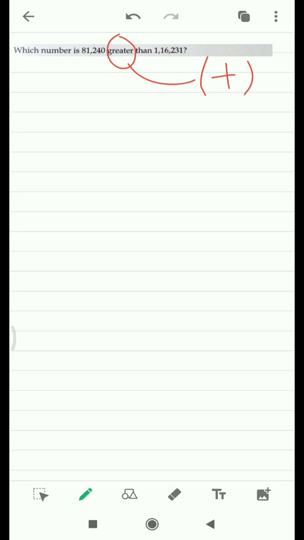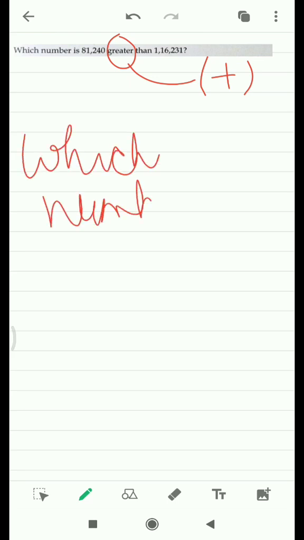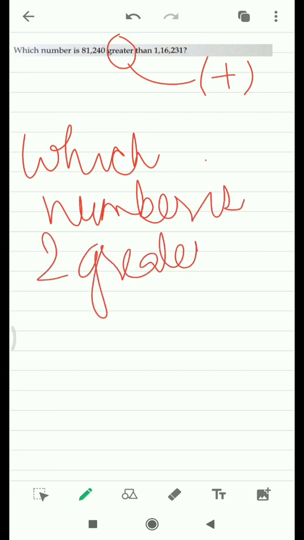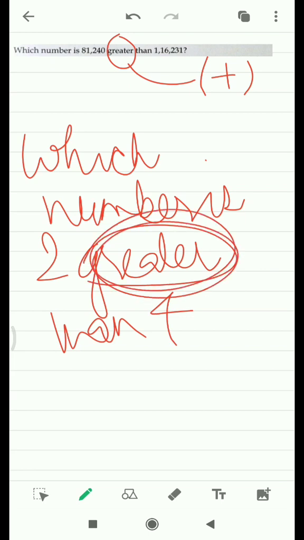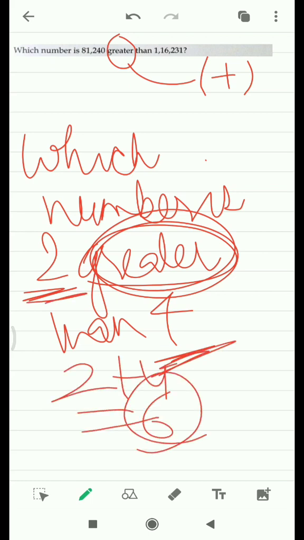If I say, like, which number is 2 greater than 4? Since we are talking about greater, it must be greater than both of them. So how can we get a number which is greater than both of them? By adding them. It comes out to be 6. So this is your answer. This thing you have to keep in mind.